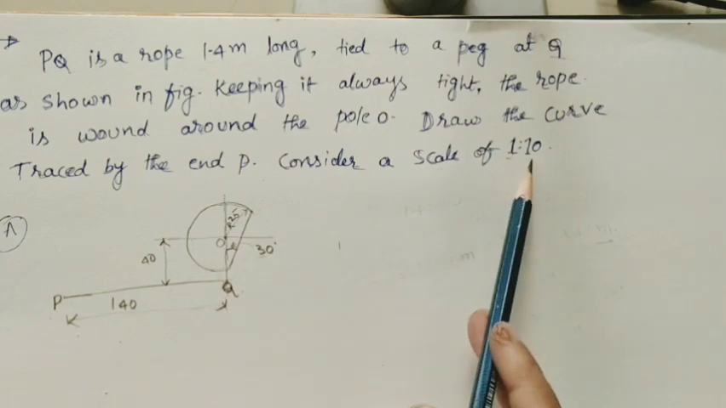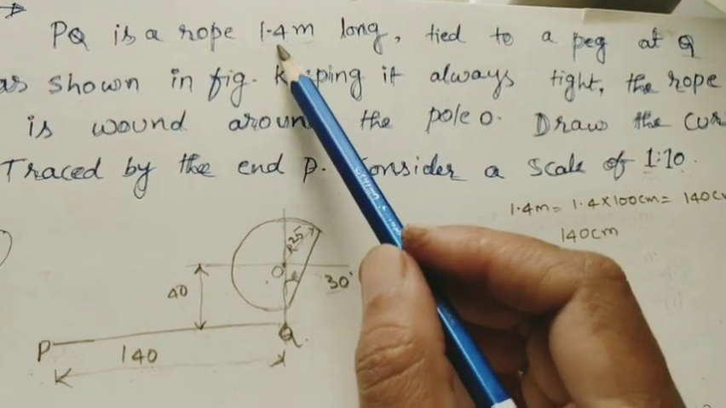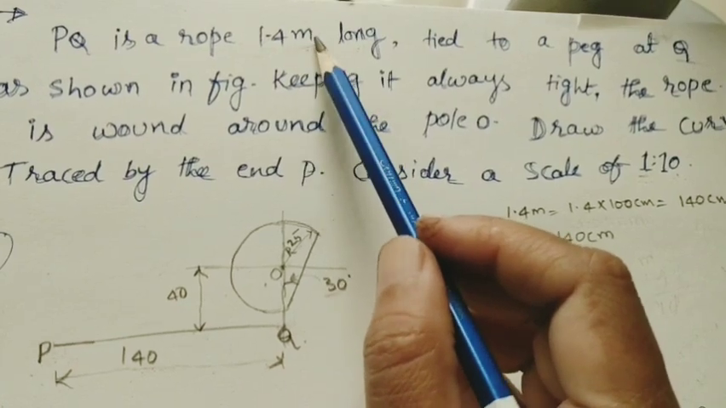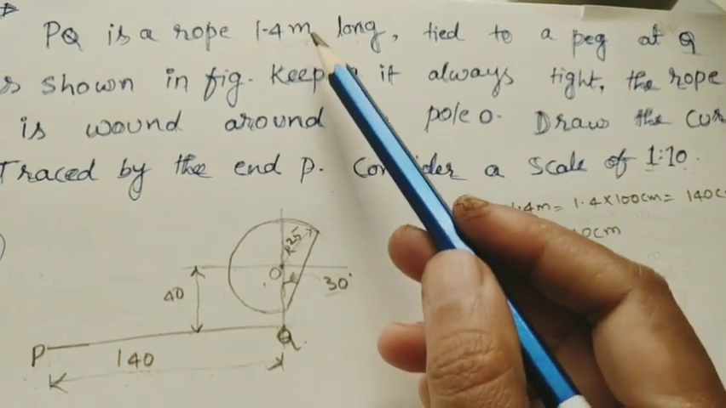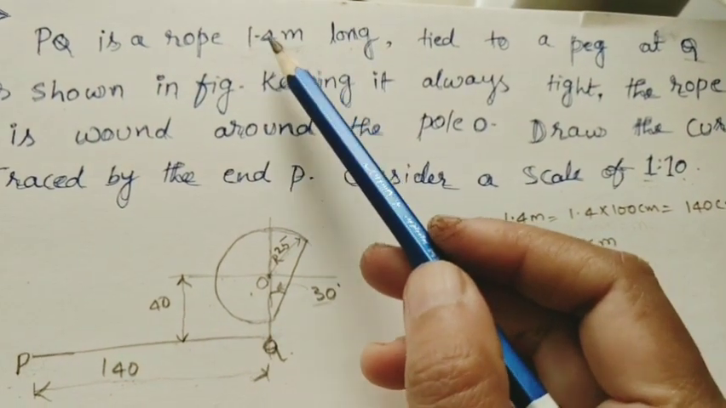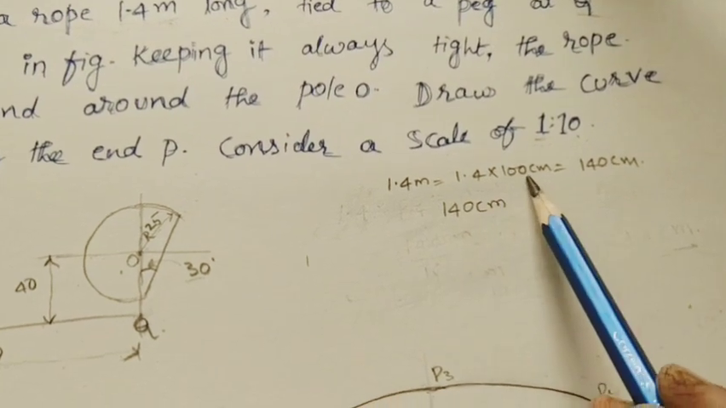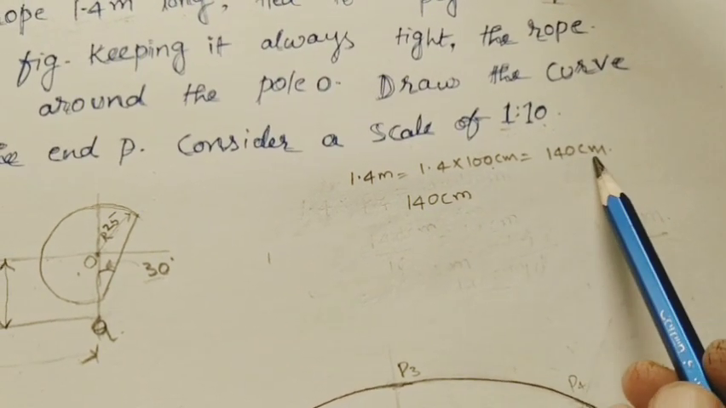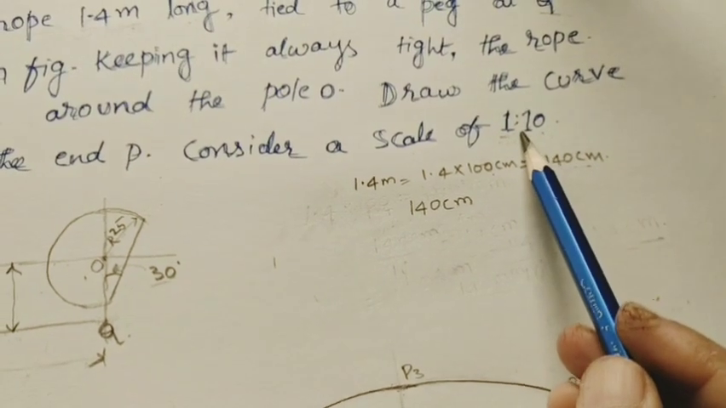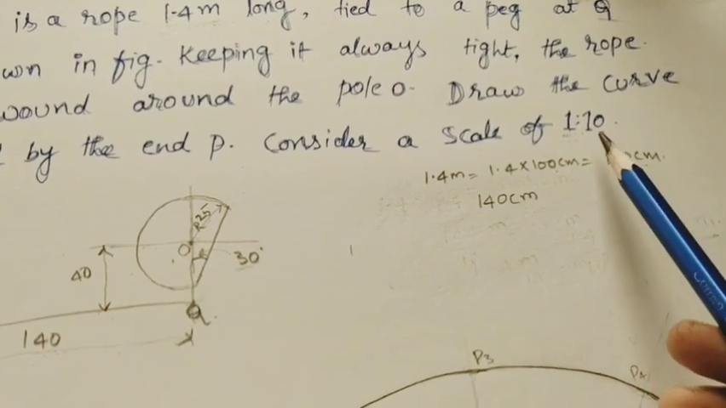Consider a scale of 1:10. Why have they given the scale? Here, the rope length is 1.4 meters. We can't mark meters on the sheet; a 100 centimeter line we can't draw on a normal sheet. So that's why we are reducing it. 1 meter is 100 centimeter, so 1.4 into 100 is 140 centimeter. We are reducing 140 centimeter by 1:10, so whatever values are given, we have to divide by 10.